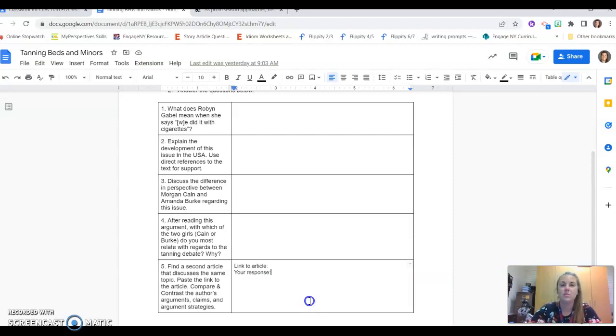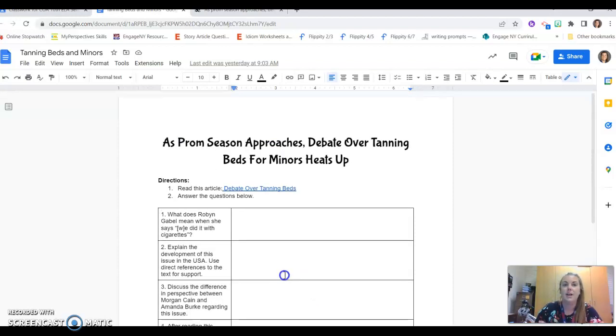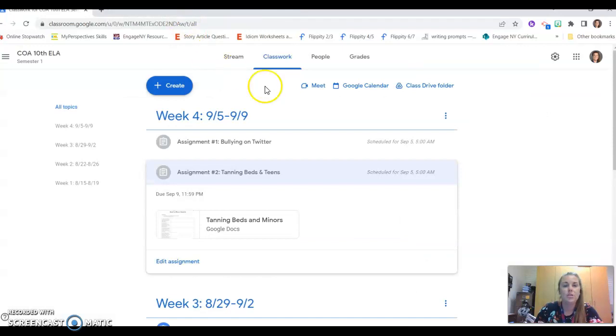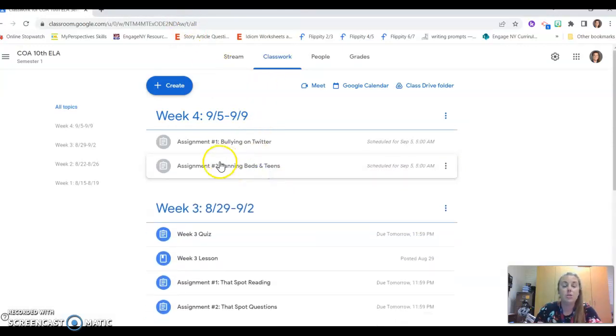How are those articles similar? How are they different? And those are the only 2 assignments for week 4. There will be a quiz on Thursday, so make sure you have both of those articles read and the assignments completed so you are ready to be successful on that quiz.